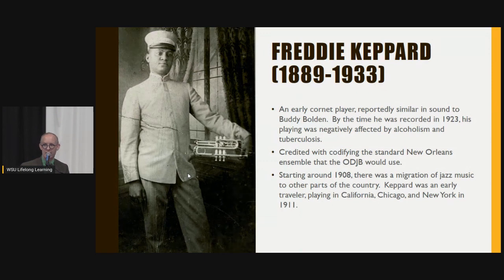He is credited by his contemporaries as being the one that established the standard small group New Orleans orchestra, which we've talked about. Basically, clarinet, cornet, trombone, piano and banjo, or piano and drums. He was also one of the musicians that toured early. I've noted here that by 1911, he had already played in California, Chicago, and New York. So again, this music had spread before we ever got the first recording.